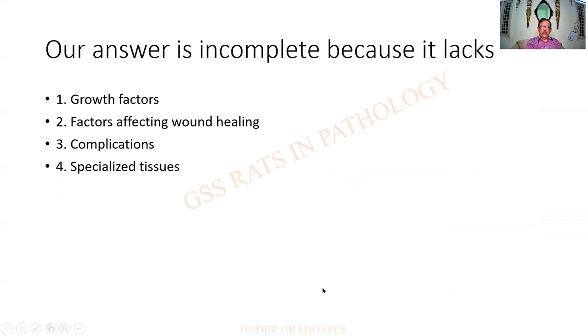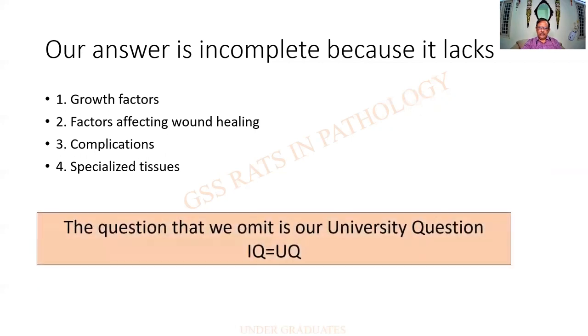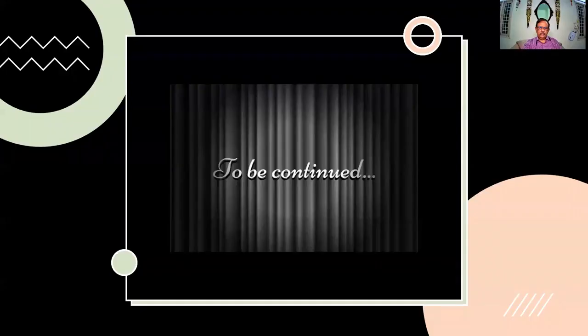Now we have come to the end of this particular session. Our answer is incomplete because it lacks growth factors, factors affecting wound healing, complications of wound healing, healing in specialized tissues, all of which are university questions, and answering this will get you more marks in the first half also. So please always see the second half of my classes, which students are avoiding. The second half will get you more marks. The question that we omit is our university question. IQ is equal to UQ. To be continued.